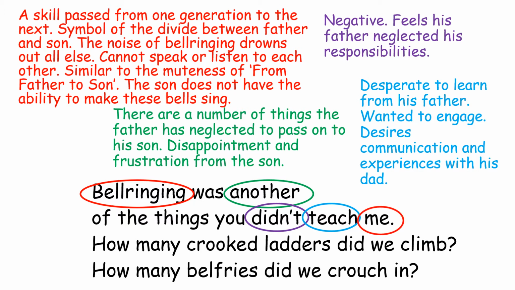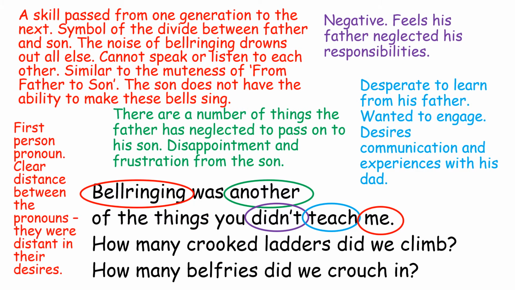The first line ends with the word me. Here we have that first person pronoun. I think the word you and the word me, both of which are pronouns, show a clear distance between these two people. They were completely different in their desires. One wanted to learn, the other one didn't want to teach.